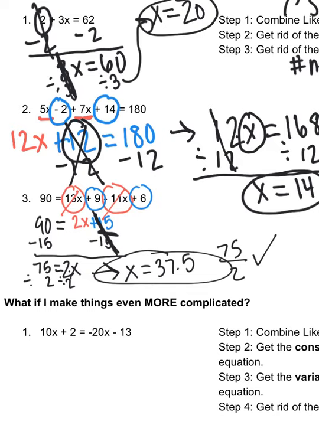All right, so that is our video on two-step equations and combining like terms. In the next video, we're going to look at what happens when you have variables on both sides of the equation. So when I have an x on both sides.